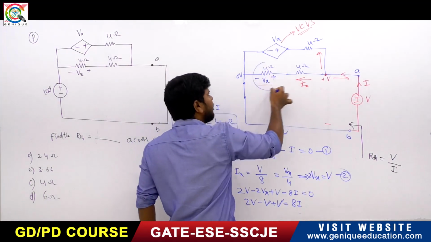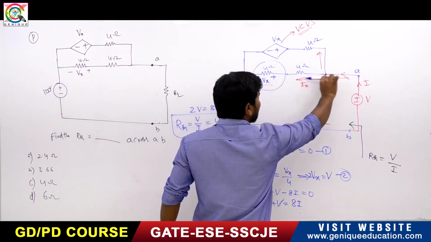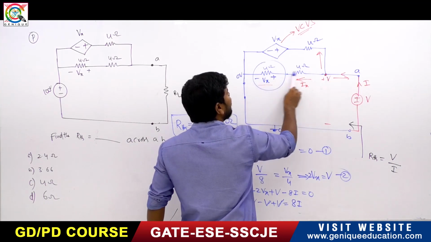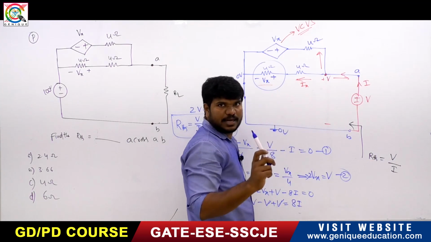Okay, I found this, but see how I simplified here. I know this current. What is this current? V minus 0 divided by 8. So that is the actual current.